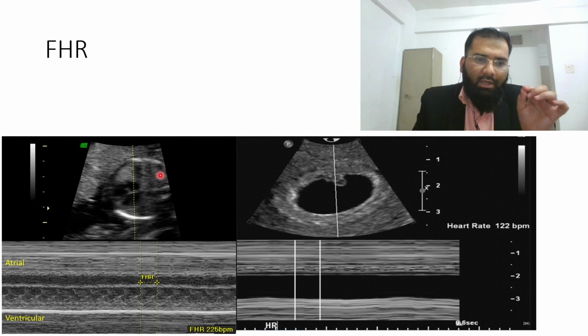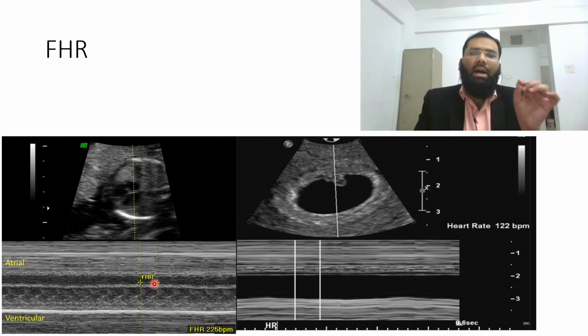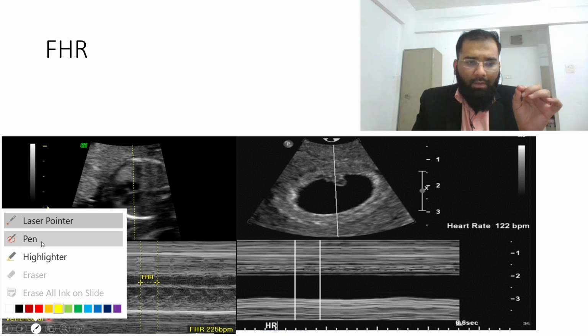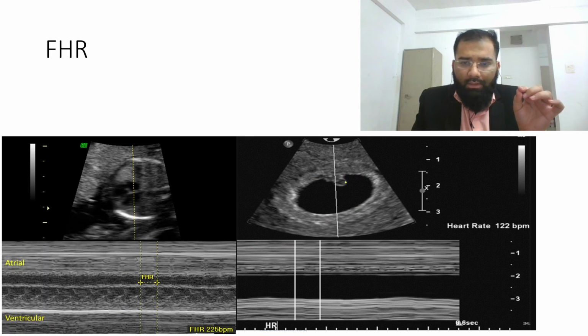This is a relatively larger fetus. Here you are able to see undulations very clearly, and the distance between two peaks will give you the fetal heart rate. Similarly, in this case, you see that this is the fetal pole. I'll show you. This is the fetal pole.